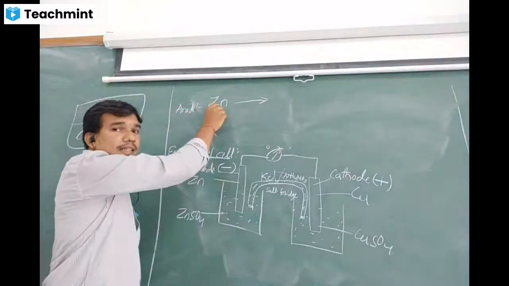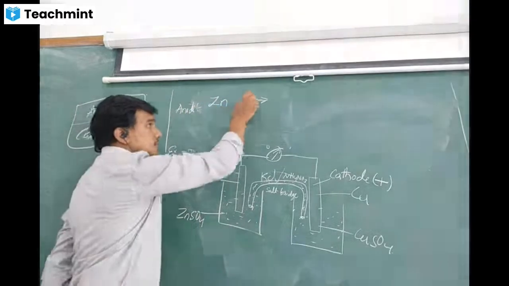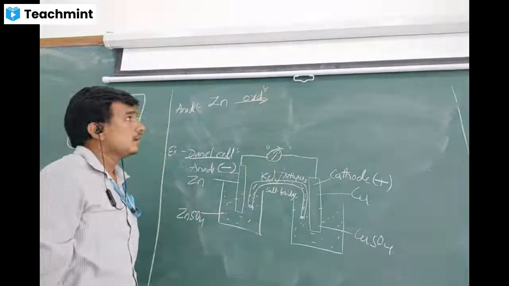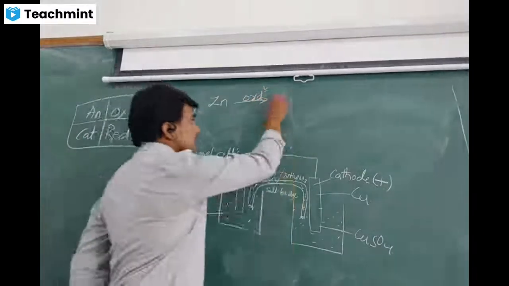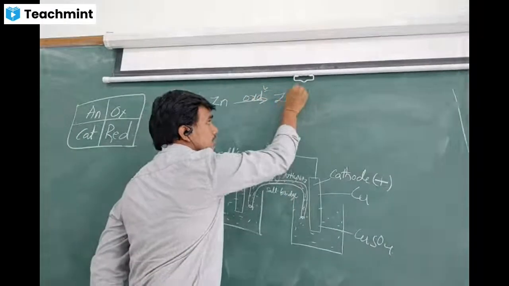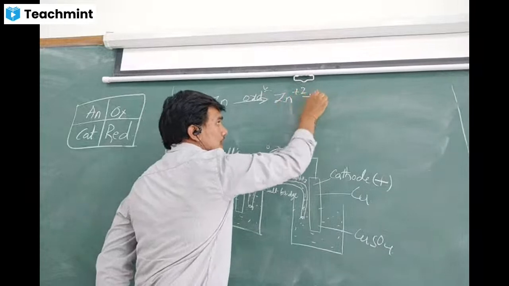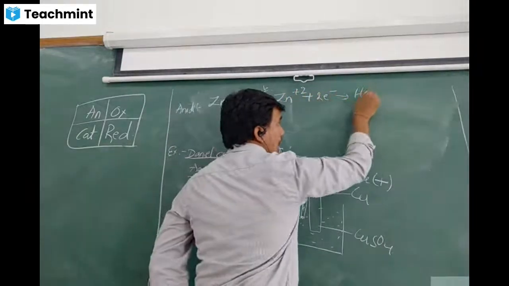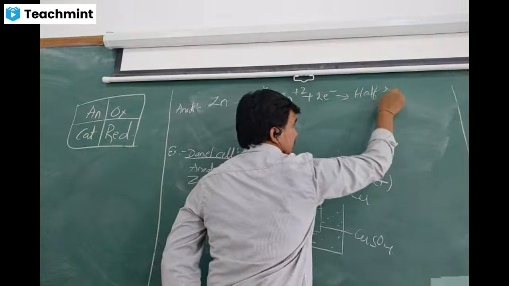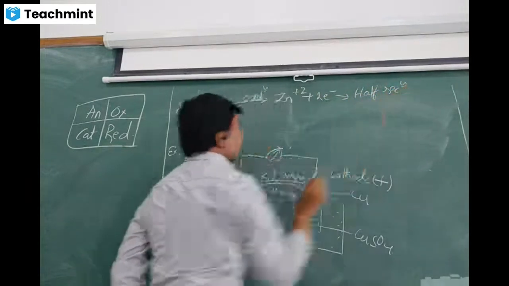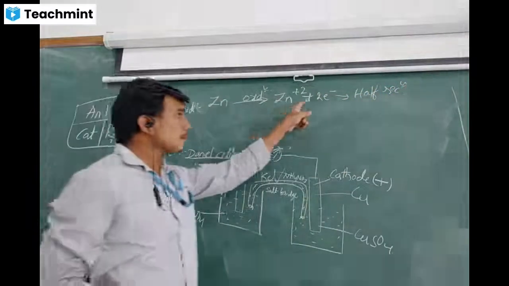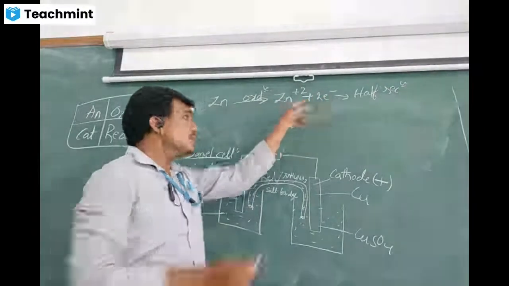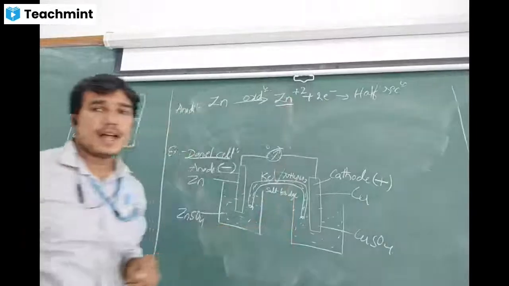Zinc is being oxidized. So oxidation means loss of electrons. Okay. So here, how many electrons will it lose? Two electrons it will lose. So this one is one half cell reaction. So zinc is losing 2 electrons and it becomes zinc ion.